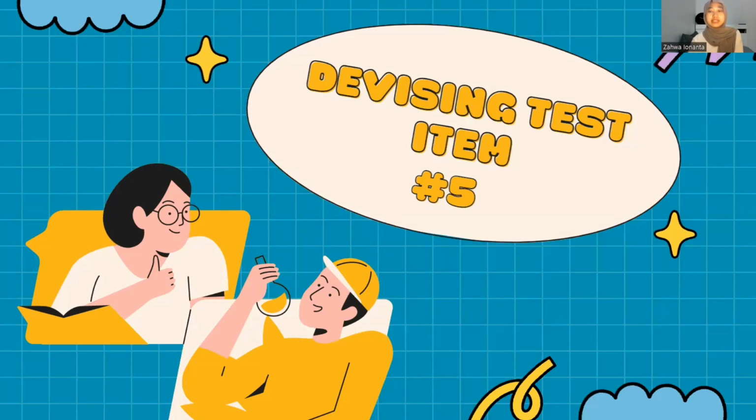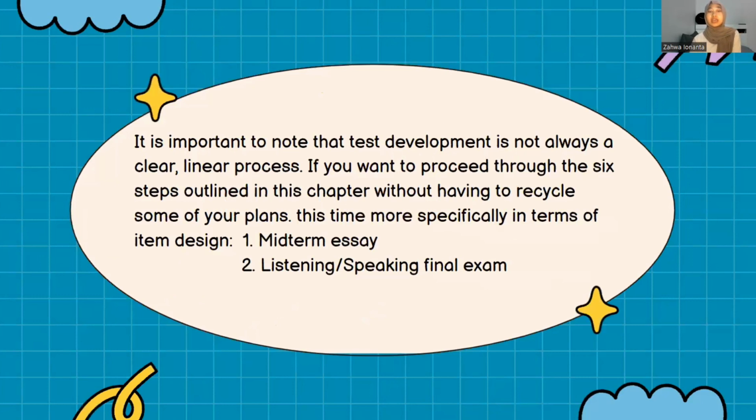And the next is devising test items. It is important to note that test development is not always a clear, linear process. If you want to proceed through the 6-step outline in this chapter without having to recycle some of your plans, this time more specifically in terms of item design.